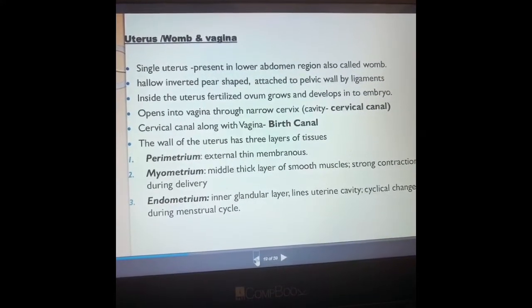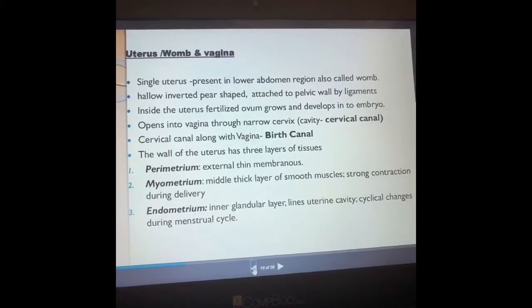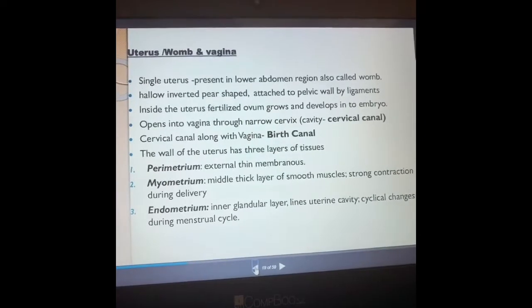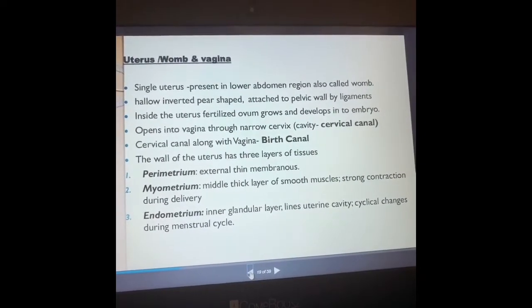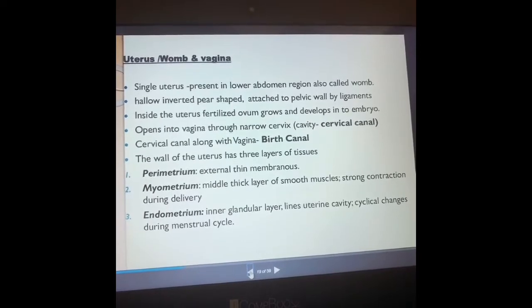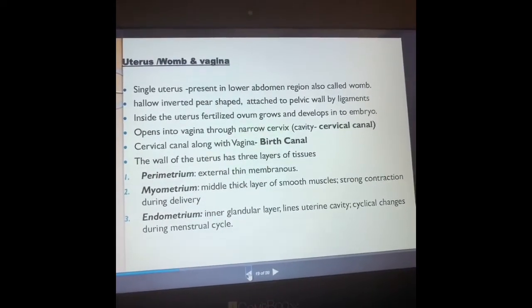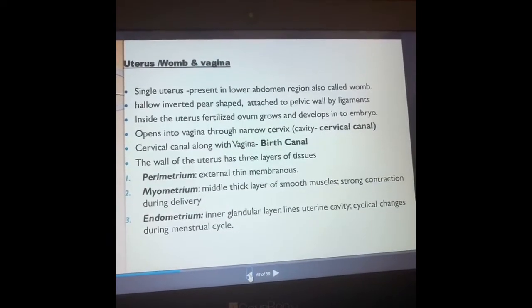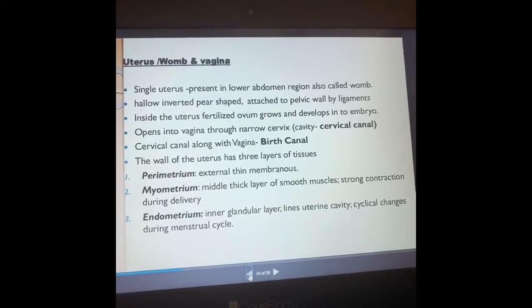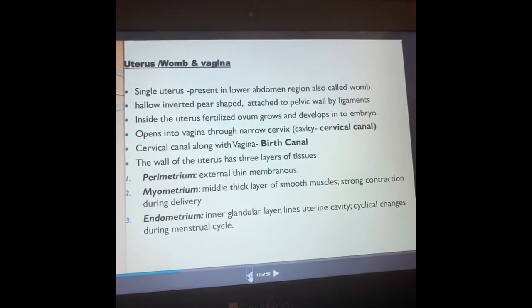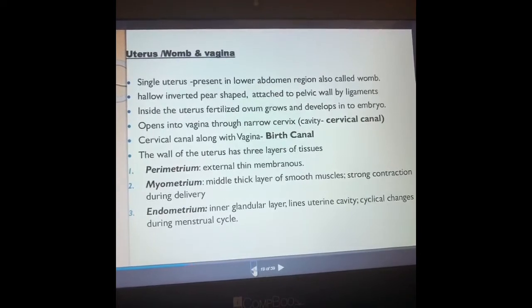The wall of the uterus has 3 layers: perimetrium, myometrium and endometrium. The external thin membranous layer is known as the perimetrium. The middle thick layer of smooth muscles, which cause the strong contractions during delivery, is known as the myometrium. The endometrium is the inner glandular layer which lines the uterine cavity and undergoes cyclical changes during the menstrual cycle.